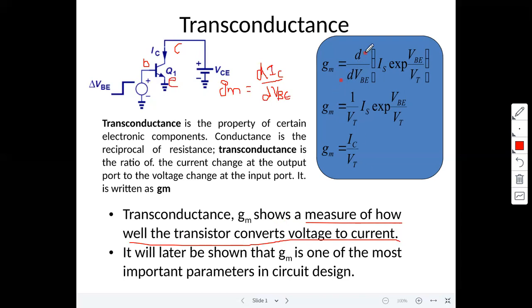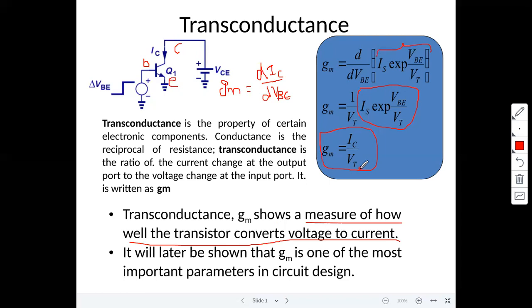Okay, now differentiate. This entire expression is the IC expression. dIC by dVBE, then simplify. Then finally gm is equal to, again this expression is IC, IS into exponential VBE by VT. Again that is equal to IC by VT, where VT is the thermal voltage, right?